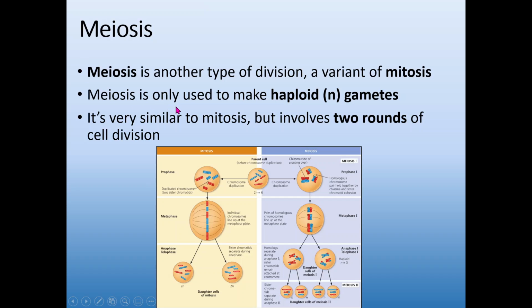Meiosis is only going to be used to make haploid gametes, so again, only for sex cells. And one of the key differences is that it's going to involve 2 rounds of division so that you end up with 4 cells rather than 2 as your end result.